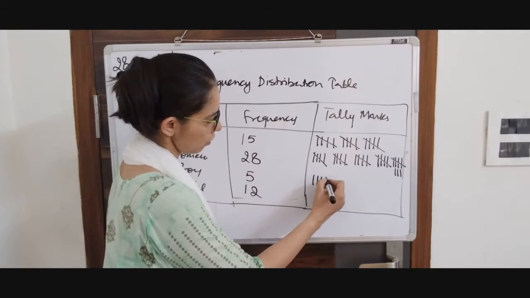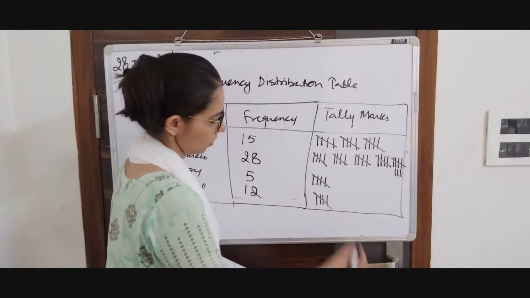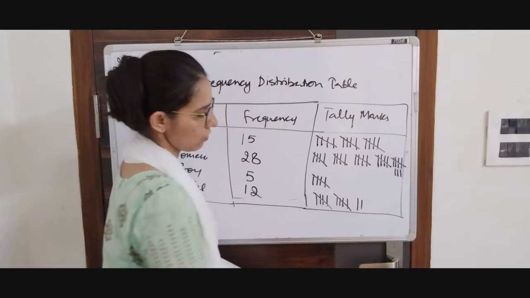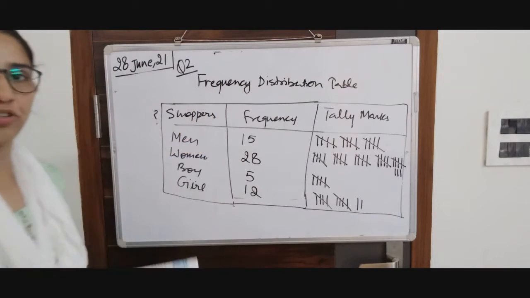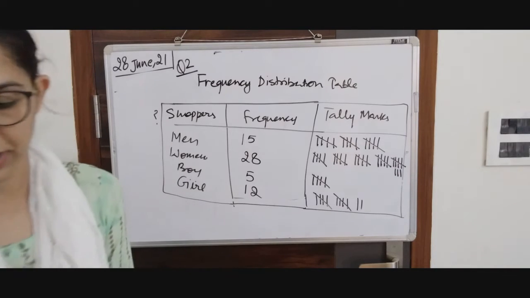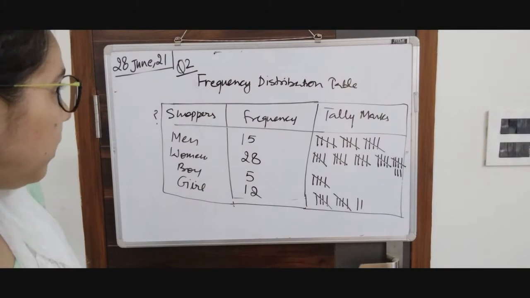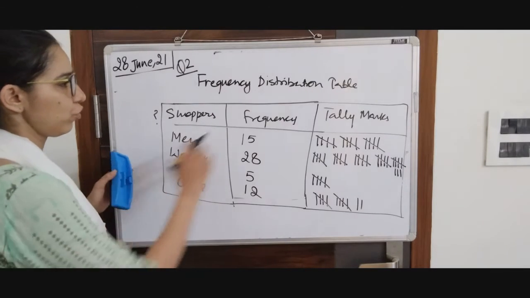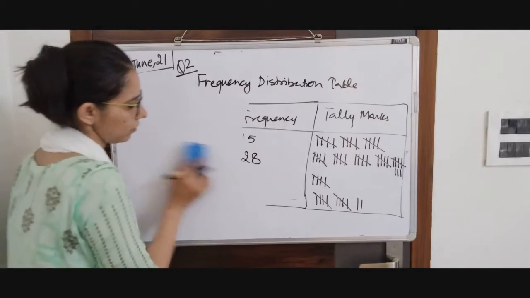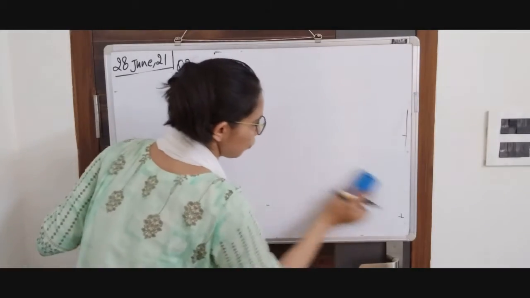Then for boys, it is going to be 5. 1, 2, 3, 4, 5 is the cross. 6, 7, 8, 9, 10 is the cross. 11, 12. So this is going to be the tally mark representation for all of them. And you have to draw a bar graph to illustrate it also. So this is the frequency distribution using tally marks. Now we are going to use this frequency distribution to show the bar graph for this question.